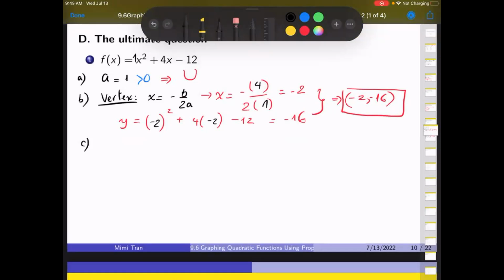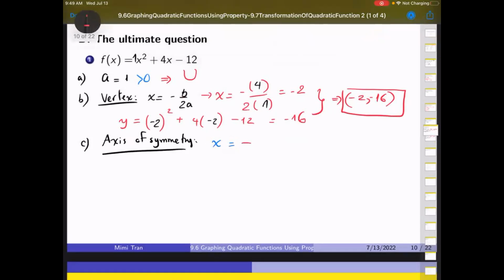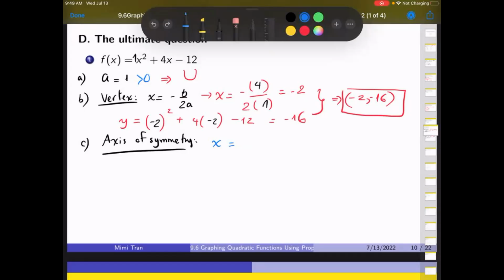Charger's not working. Okay, so the axis of symmetry is again x equals what? Maybe I'll write in blue. x equals negative 2, right? Again, box it because you need it later.